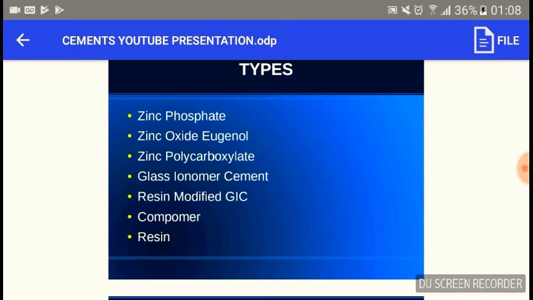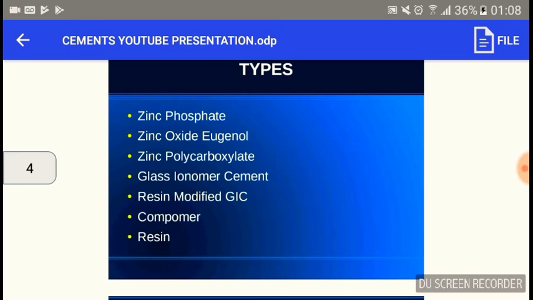Okay? So note well that some bases require a liner beneath them. Zinc phosphate needs a liner as well. So, cements that are irritating to the pulp itself, remember these three: zinc phosphate, glass ionomer cement, and polycarboxylate.